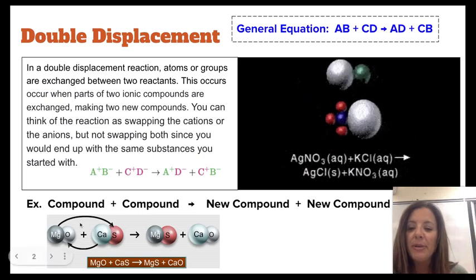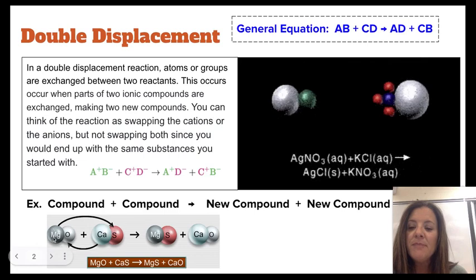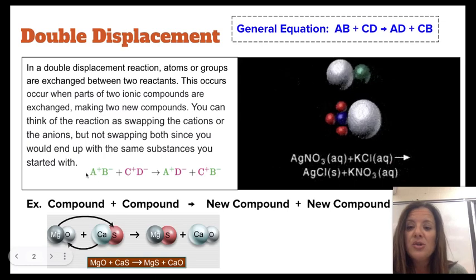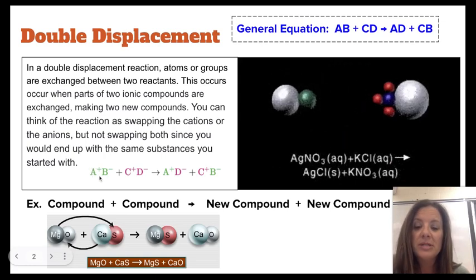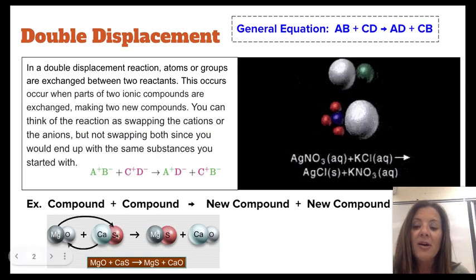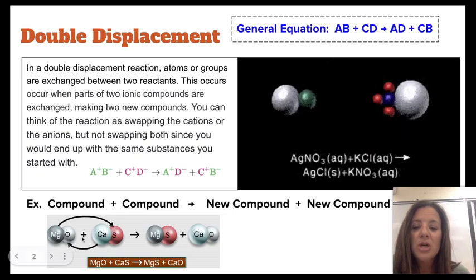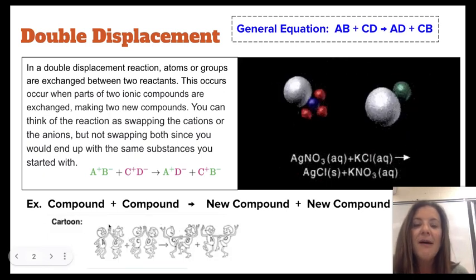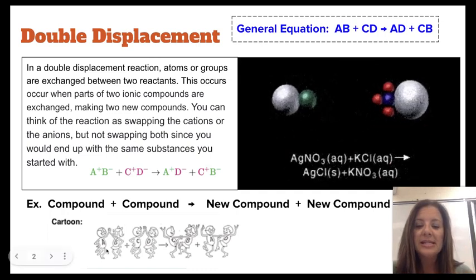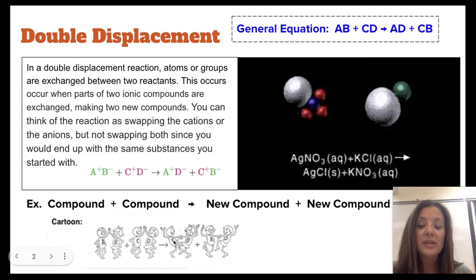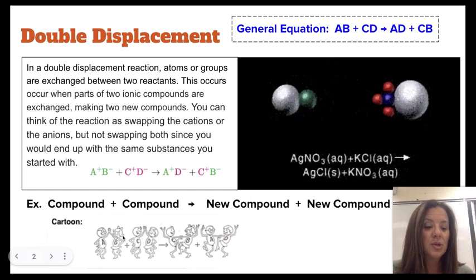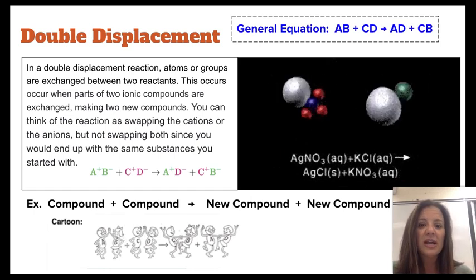So what is happening in this scenario is the metal gets swapped out, and it's also referred to as the cation. The cation is always the first part of a compound name, and the cation will become the cation of the new compound, and the anion will become the anion of the new compound. Like I said, if we have AB and CD, the A swaps places with the C, so the positive ions swap places, and you end up with two new compounds. So we're going to take a look at how that happens.